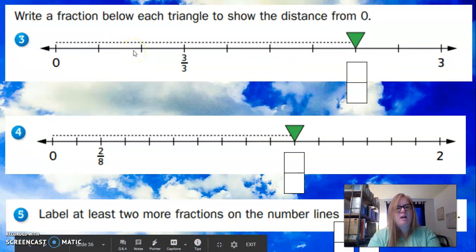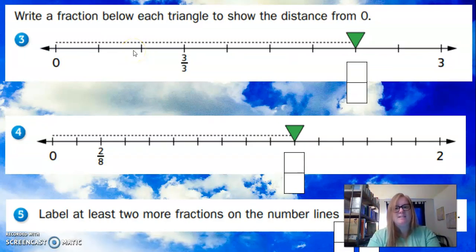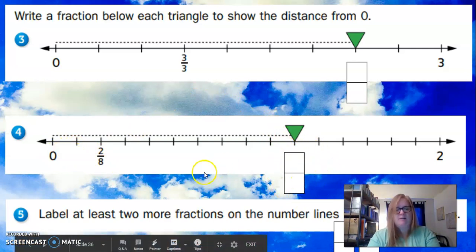Write a fraction below each triangle to show the distance from 0. So it looks like for this one, we're going to count in thirds. All right, so this is 0/3, 1/3, 2/3, 3/3. What would this one be? Number 4. Looks like we're counting in eighths. 0/8, 1/8, 2/8. And then what is this fraction here?